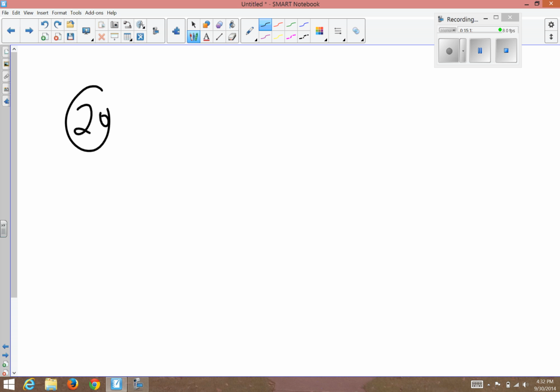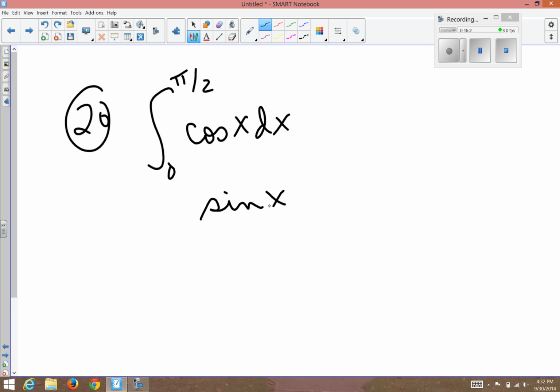Number 20. It's the integral, or I could say antiderivative, of cosine x dx from 0 to pi over 2. First I write the antiderivative of cosine x, and we're going to say it's sine x, because the derivative of sine x is cosine x. Then we're going to attach a bracket to that, just a closing bracket with these numbers attached, pi over 2 at the top and 0 at the bottom.